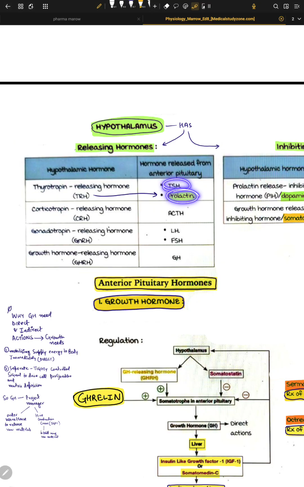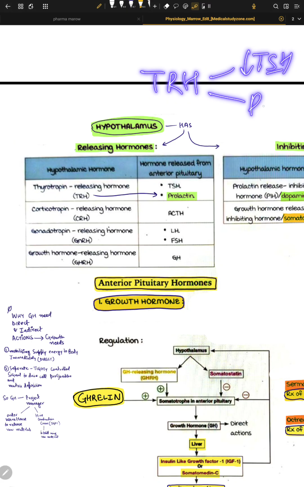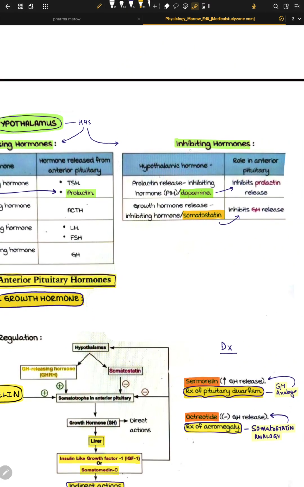TSH and prolactin go hand in hand. If a woman comes with low levels of TRH, she will have low TSH, thyroid stimulating hormone, and low prolactin. Okay, so we need to have a good amount of TRH. Other thing, inhibiting hormones that the hypothalamus releases.